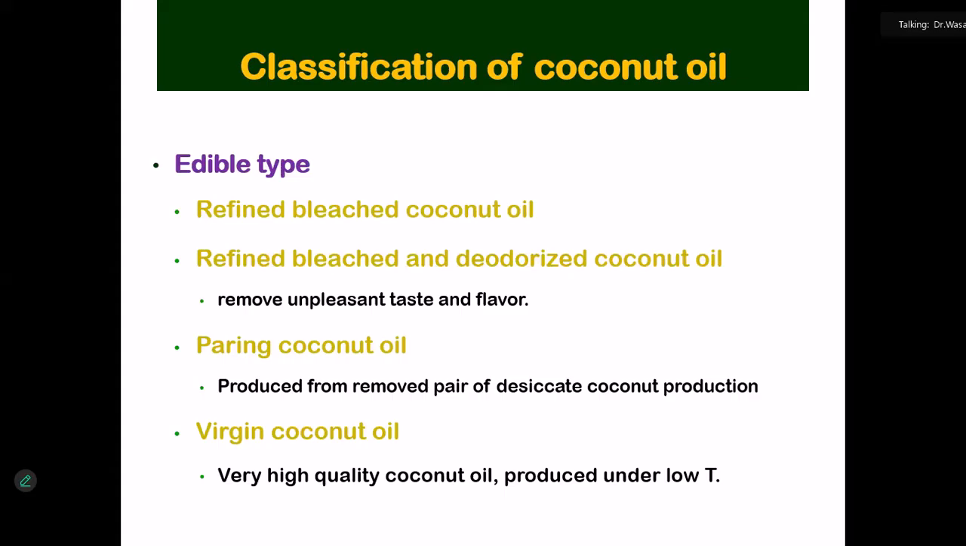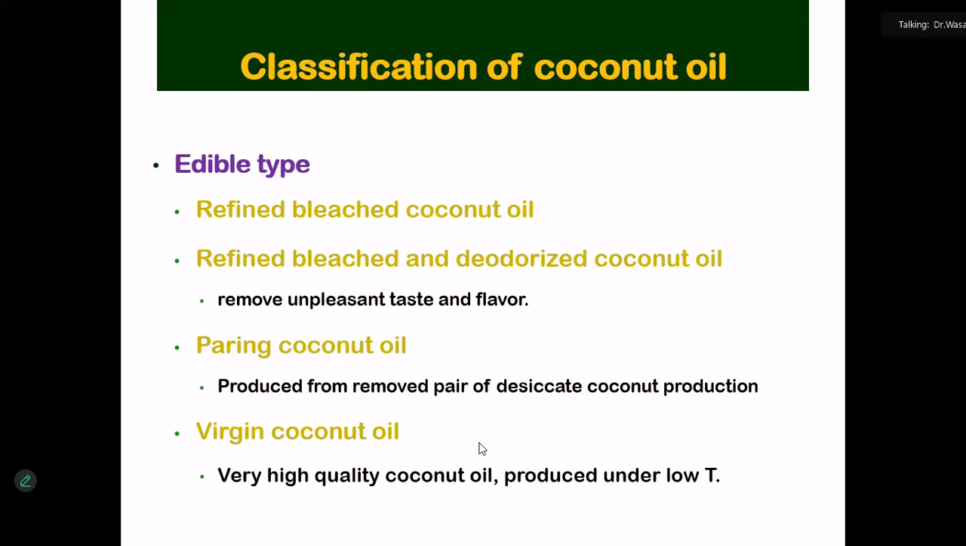Sometimes there is a scouring effect. But sometimes we use it for industrial use, no problem at all. Pairing oil sometimes has that problem. That is why pairing coconut oil is normally converted into RBD oil. It is produced from the removed pairings of desiccated coconut.